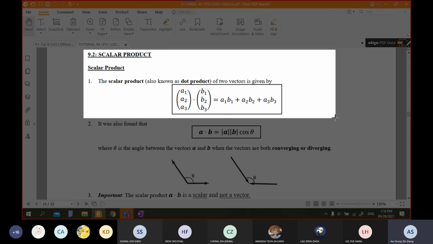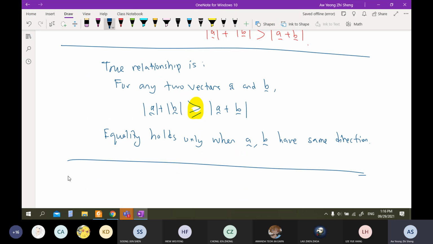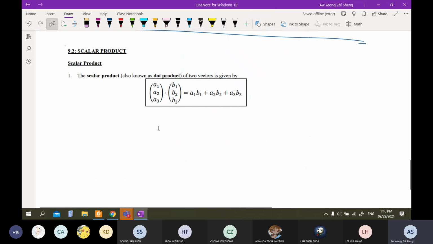Scalar product. First of all, let's learn how to compute scalar product. This is a new concept to many people here. So when you have two vectors, it will be easiest to understand if I demo to you using a numerical example. If I have a vector 1, 2, 3, dot with a vector -2, 5, and 7.